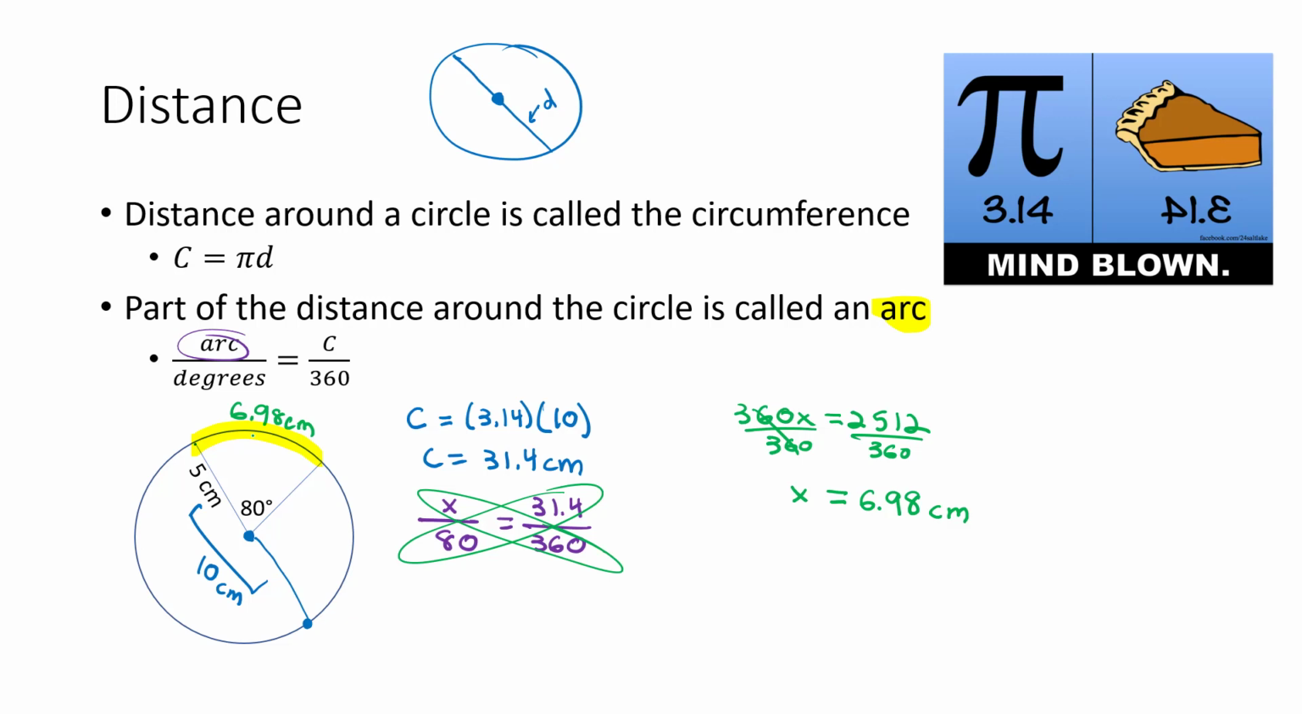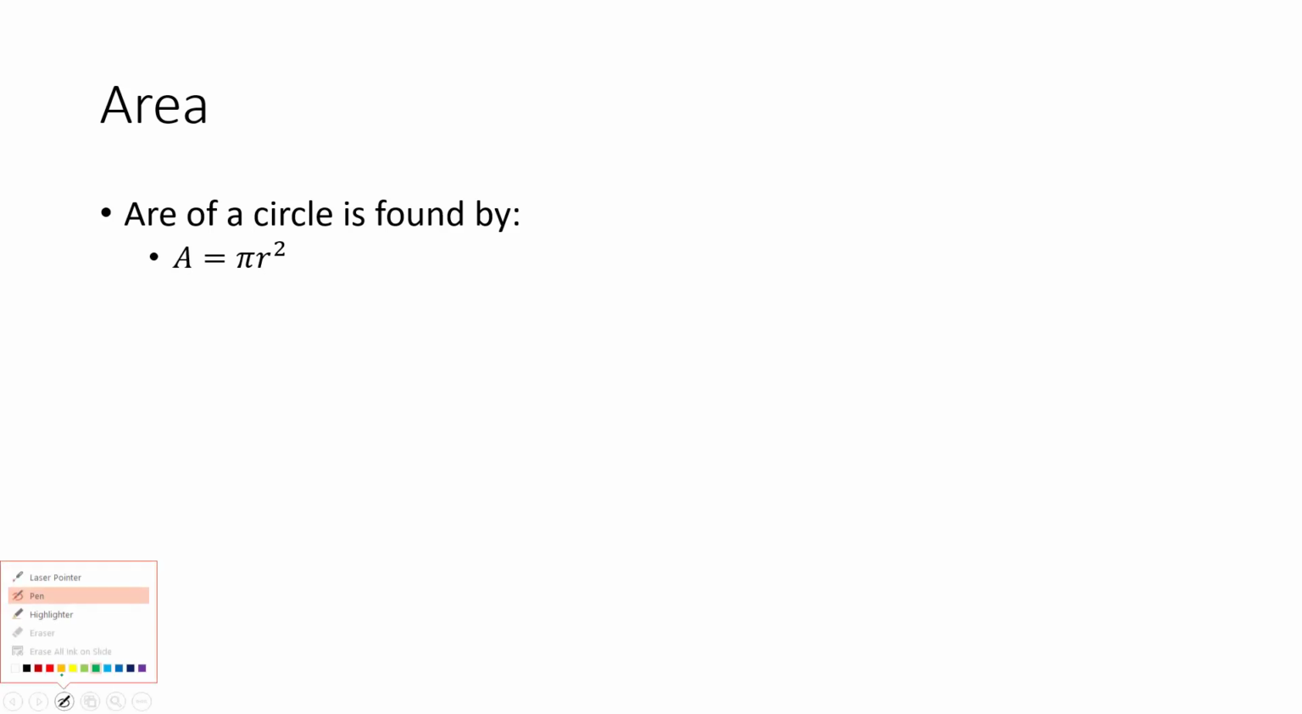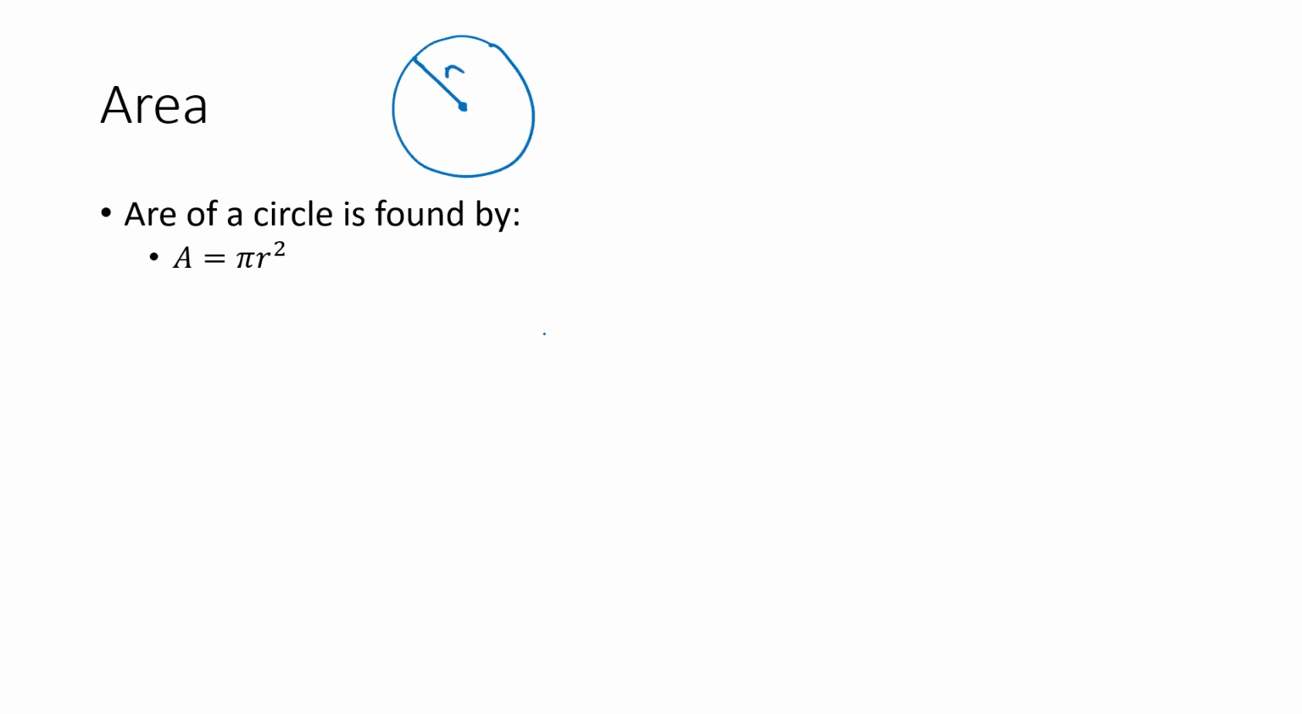So the distance around, it's called the circumference. Part of the way around is called an arc. But the piece we're missing still is the area, how much fills up the circle. The area of the circle is found by the formula pi r squared, which we all know is silly because pi r round and cake r squared, but we'll go with it. R is the radius from the center to the edge. That is the radius. It's half of the diameter.